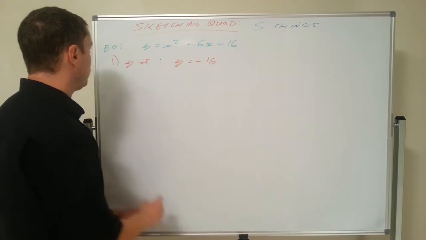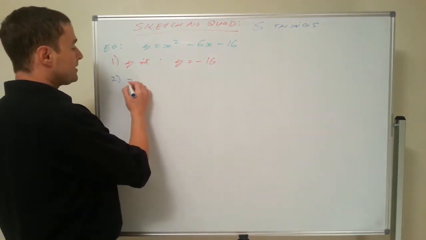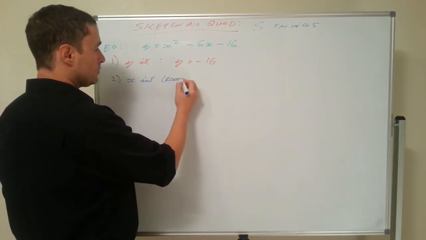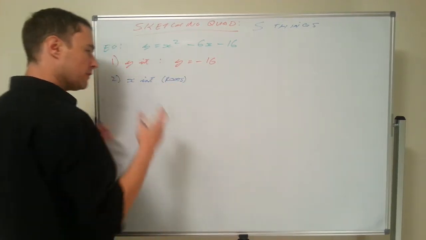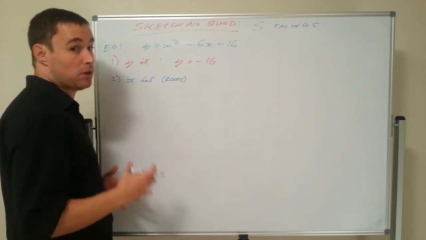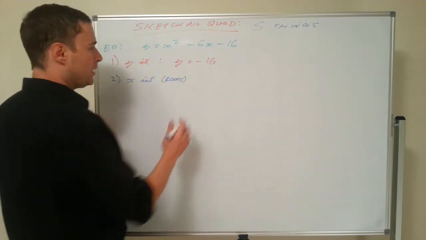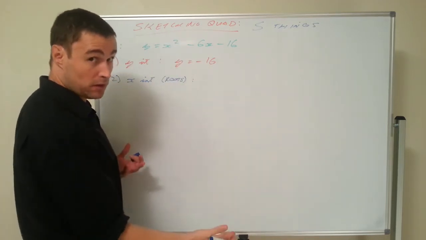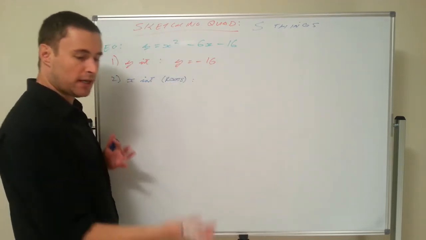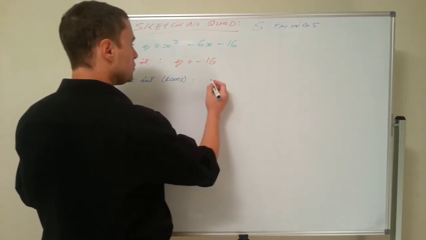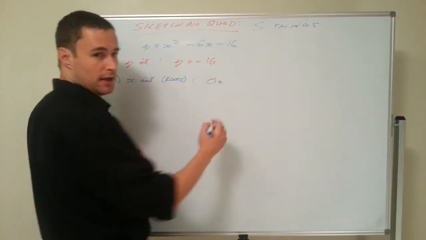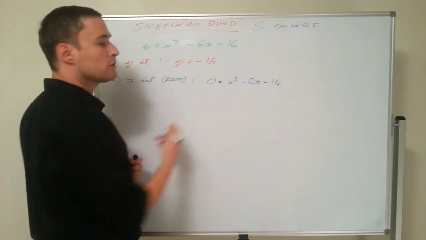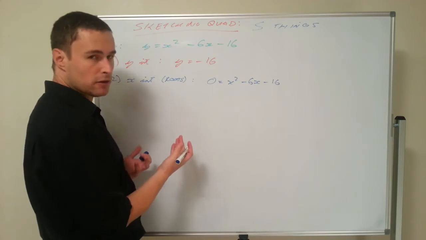Number 2, my roots. The x-intercepts are also sometimes called the roots. If they ask you to find the roots of an equation, or the x-intercepts, it's the same thing. They're not asking for something weird. For the y-intercept, x equals 0; for the x-intercept, y equals 0. So I've got 0 equals x squared minus 6x minus 16. All you're doing is solving this quadratic, so you need to know how to solve quadratics.